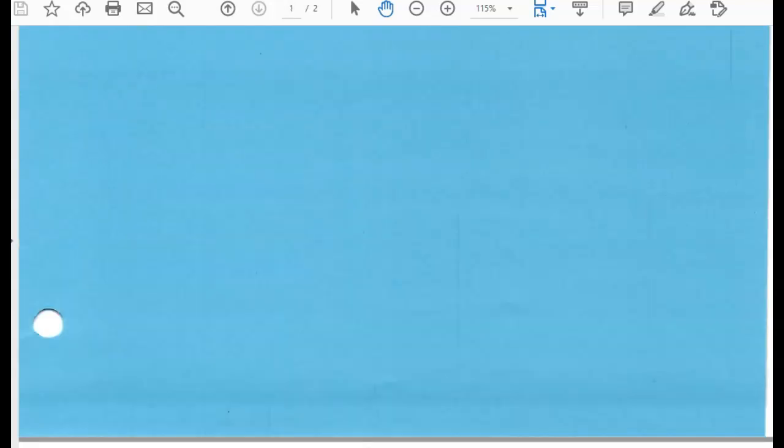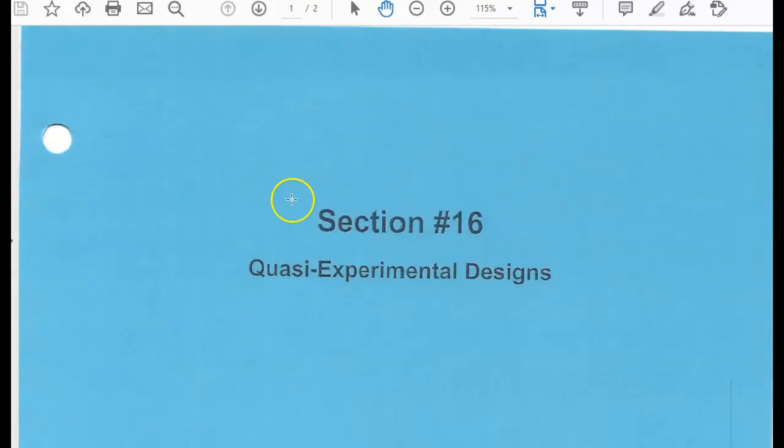So again, this is section 16 of the reading packet, Quasi-Experimental Designs, and it's only one page, but there is a lot of stuff to know. So good thing that you watched this video.